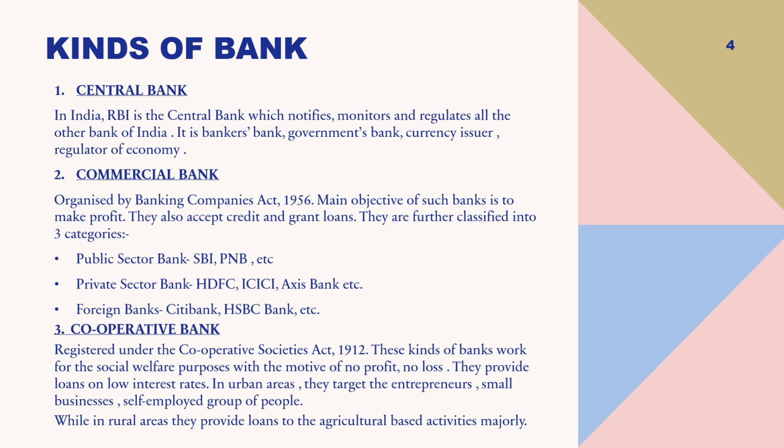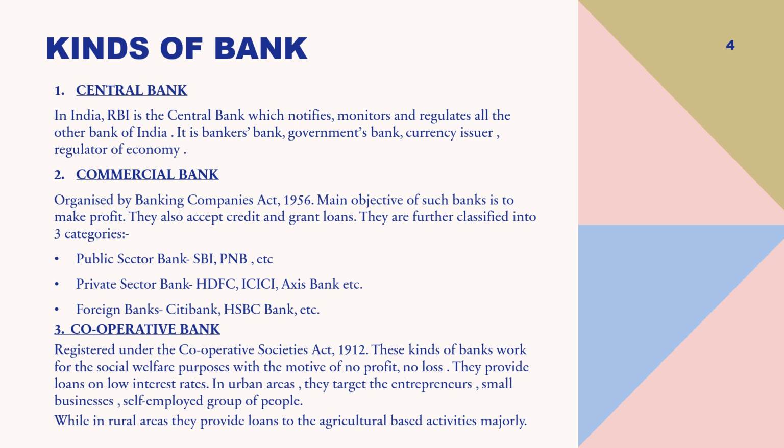Next is the cooperative bank. They are registered under the Cooperative Societies Act 1912. These kinds of banks work for social welfare purposes with the motive of no profit, no loss. Like they are an NGO, but they do not bear any losses while functioning as a bank, and they do not make a large amount of profit. They majorly make a profit, but that is comparatively less than the commercial bank.